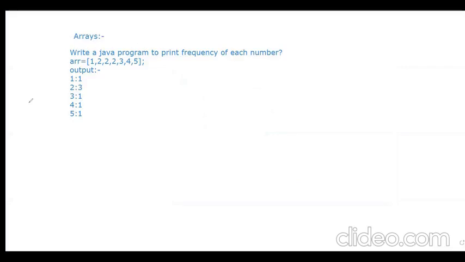From this we need to know what is meant by count sort. Here I am taking elements 1, 2, 2, 2, 3, 4, 5. This is my array, and I am using one for loop: for int i is equal to 0, i less than array dot length, i plus plus. Here we need to count the frequency, right?